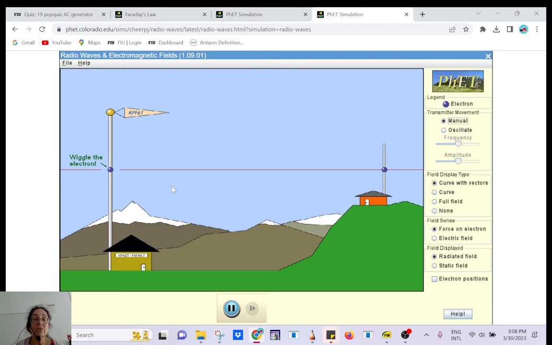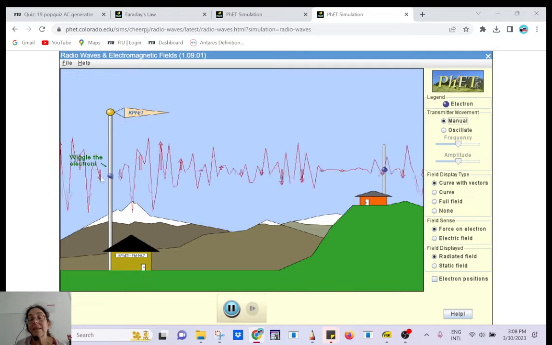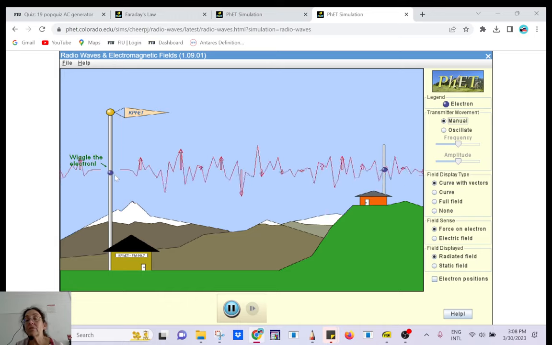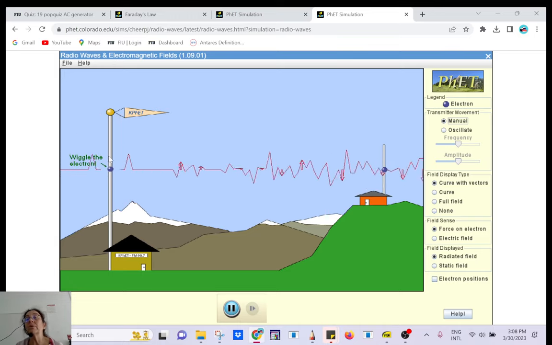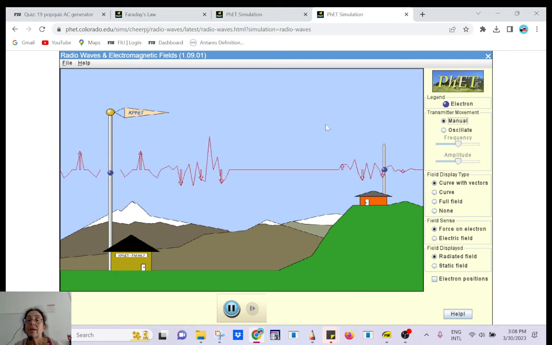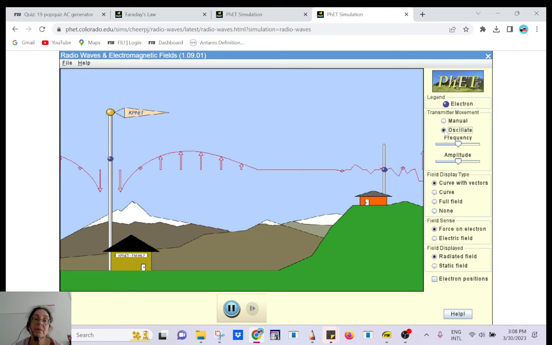So if I go back to here, I'm going to shake that electron here. Do you see how I'm going to shake an electric field here? And here I have another antenna at the end. I'm trying to shake the electron, but I'm not very successful because I don't have the right frequency. It's like when you turn on the radio, right? You need to have the right frequency. So I'm going to make it oscillate like this. That would be much better.